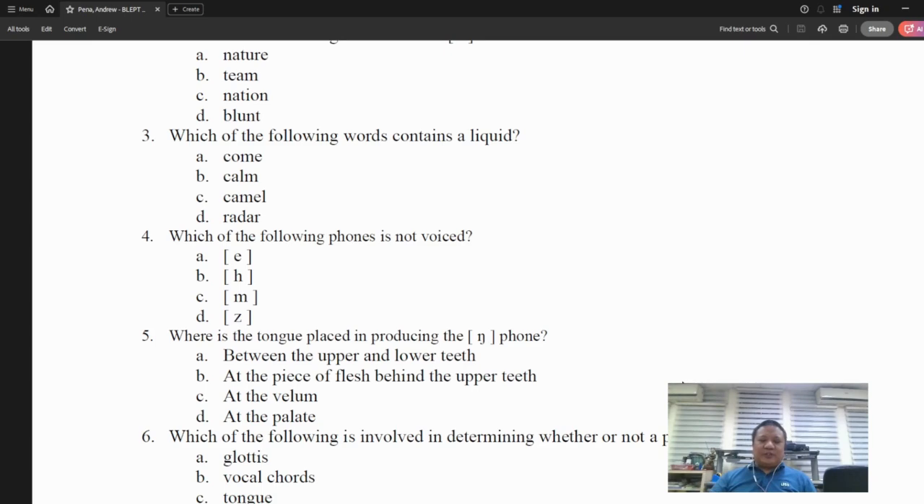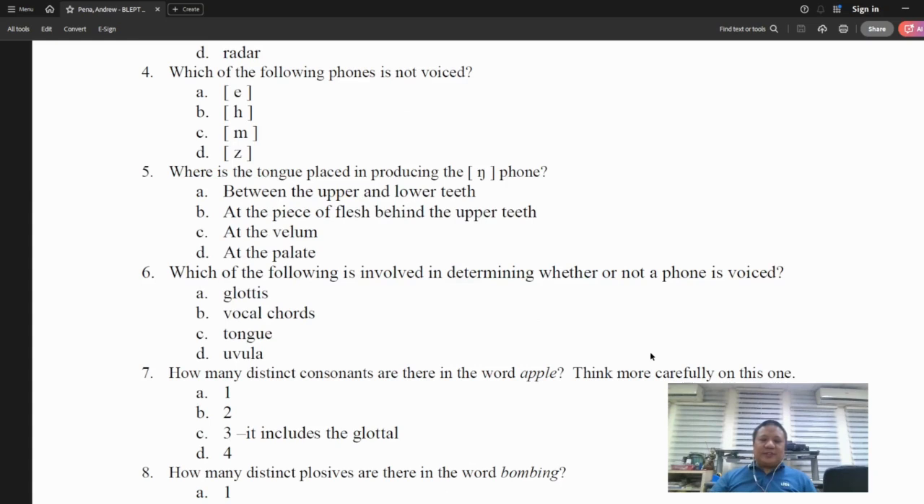Number 4, which of the following phones is not voiced? A, E, B, C, D, Z. Notice, class, that the presence of the brackets mean that we are talking about the sound and not the letter. So the phone that is not voiced is B.